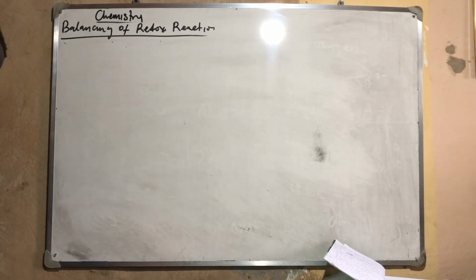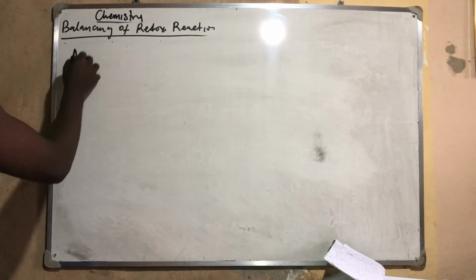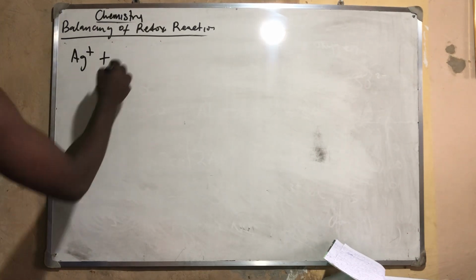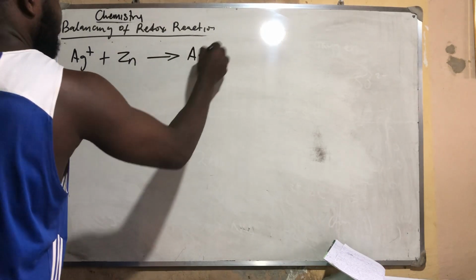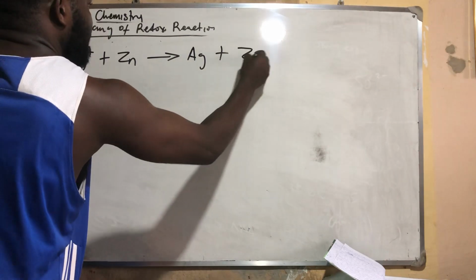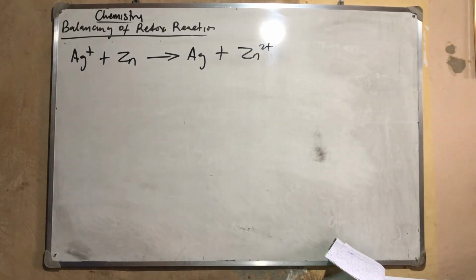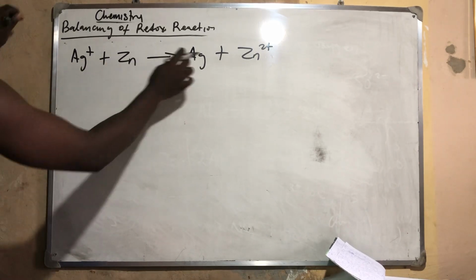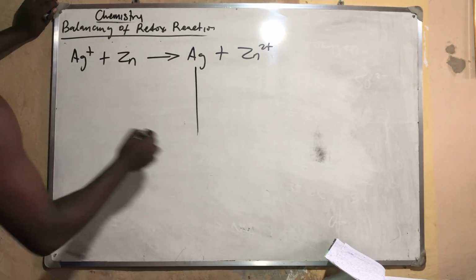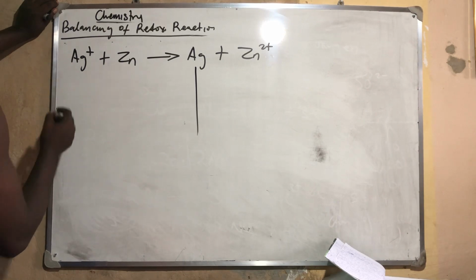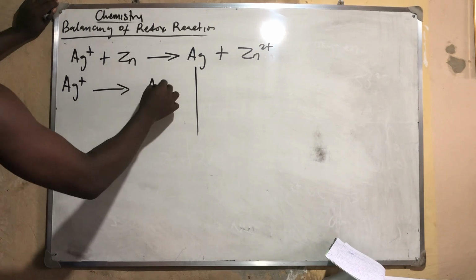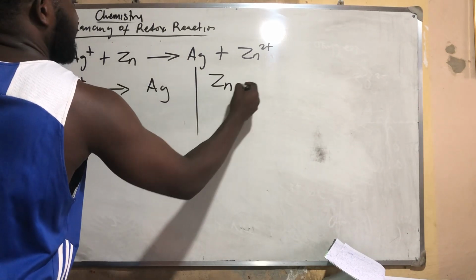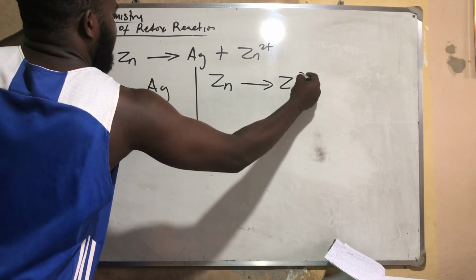So let's do another example. This one said Ag+ plus Zn to give Ag plus Zn2+. This is very simple. So what do we do here? The first thing we do is to split them into half cells, which is Ag+ to give us Ag, and Zn to give us Zn2+.